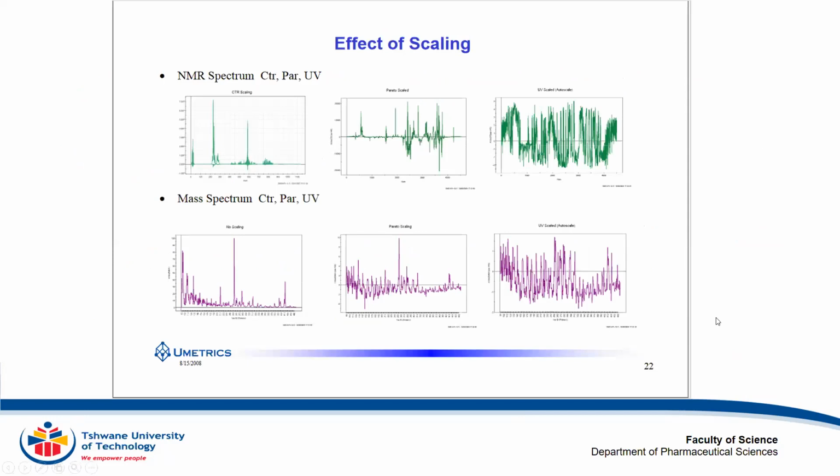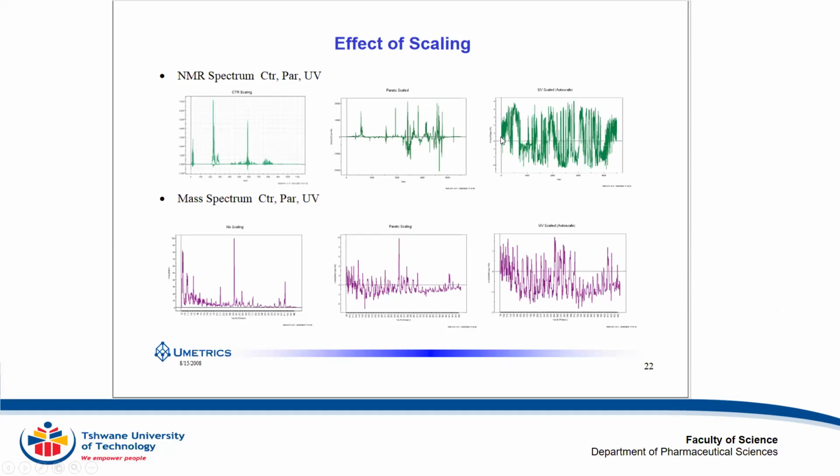So this is just an illustration from the Umetrics reference that I have. It's comparing the 3 types of scaling that I've just mentioned, where the 4th one, non-scaling, means that the data has not been scaled. So in this case, when you look at center scaling, this is what your NMR spectrum looks like with center scaling. And when you've done Pareto scaling, it looks like that. And when you do UV scaling, it looks like that. So the choice is yours. Which one is closer to your original data?